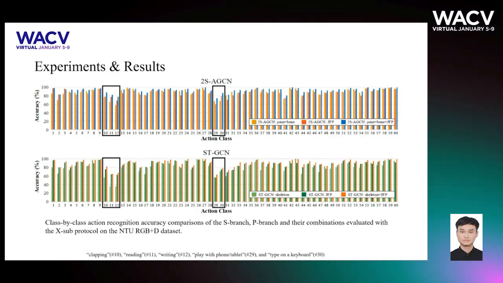To appreciate the accuracy gain by including the JFP stream in more depth, we compare the performance of different branches on every action category. Compared with the baseline method, our method has gained significant accuracy improvements for these actions mainly characterized by local subtle movements.